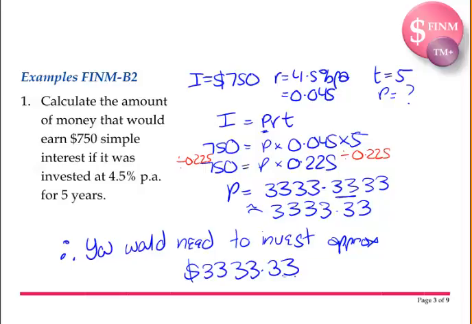Technically you would have to invest more. If you only invested $3,333.33, you actually haven't got enough because it's 0.33333. So technically we should round up. But in this textbook or in this module, we're only interested in rounding to 2 decimal places like you've been shown before.